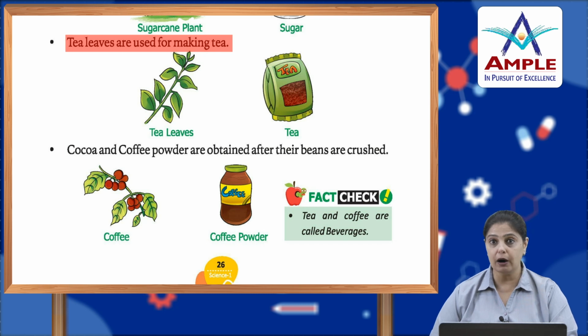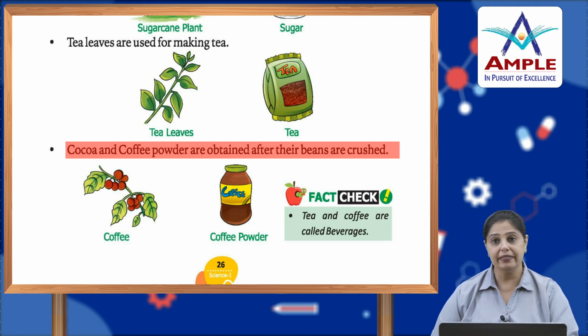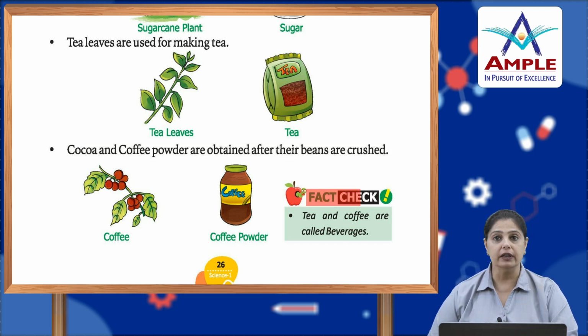Cocoa and coffee powder are obtained after their beans are crushed. So, from the cocoa plant or the coffee plant, their beans are crushed and then we get the cocoa and coffee powder that we have as beverages. Fact check: tea and coffee are called beverages. Anything that we drink is a beverage, alright?